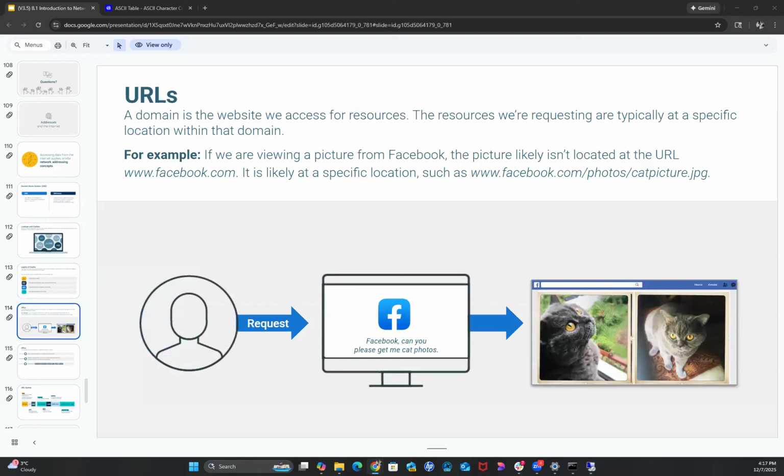So now, the URL. A domain is the website we access, or the resource. The resource we are requesting is typically at a specific location within the domain. For example, if we are viewing a picture from Facebook, the picture likely is not located at the URL facebook.com. It is likely at a specific location, such as Facebook photo.